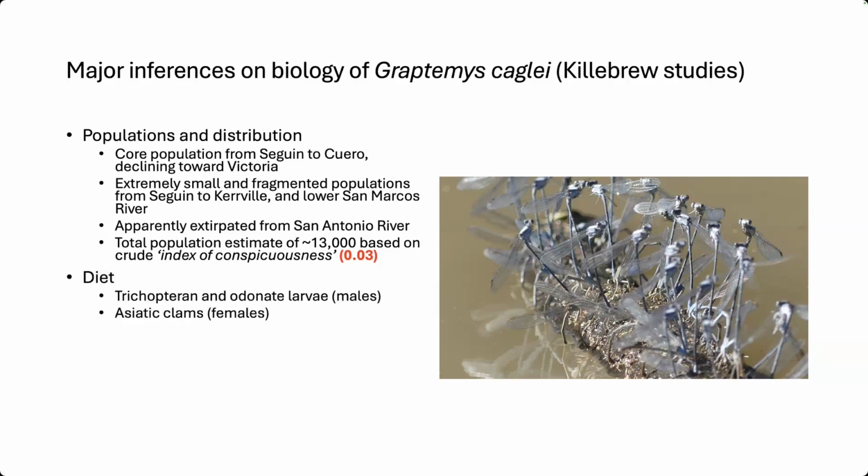They also did a lot of work on the diet of Cagle's map turtles, which was, I think, their best work really. They did a lot of diet studies and determined that the males feed primarily on aquatic insects, the nymphs of trichopterans and odonates. Ephemeropterans as well made up a large proportion of the diet, and the females fed primarily on mollusks, in particular the invasive Asiatic clams, which made up about 90% of the diet of females by weight.